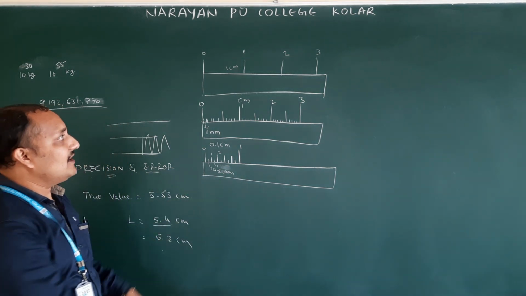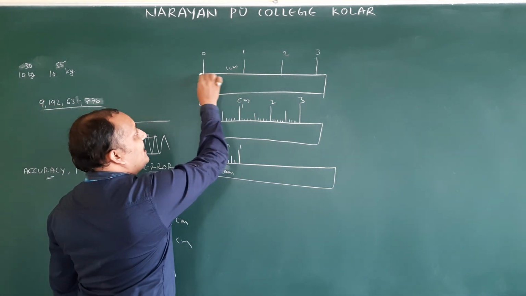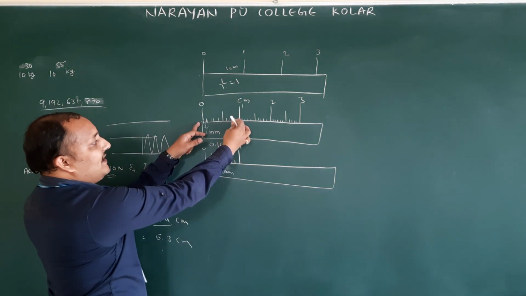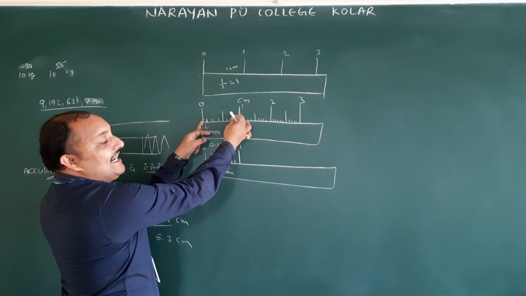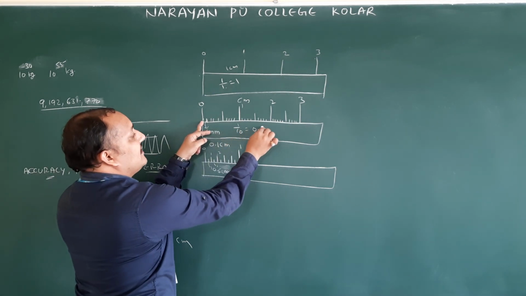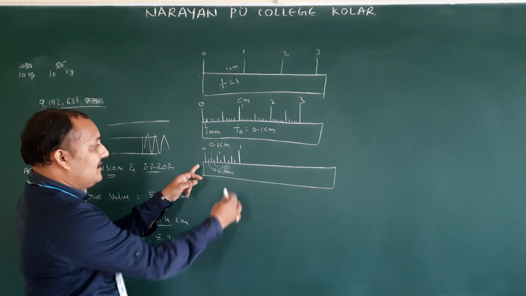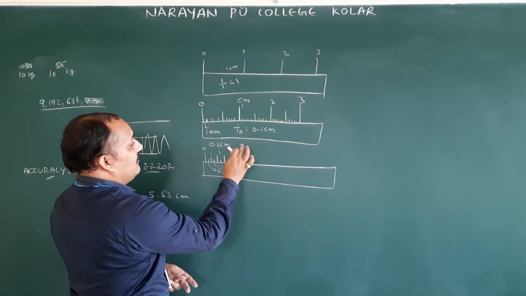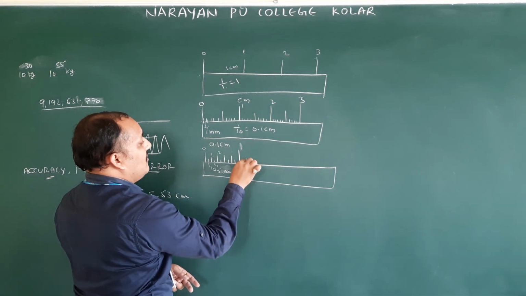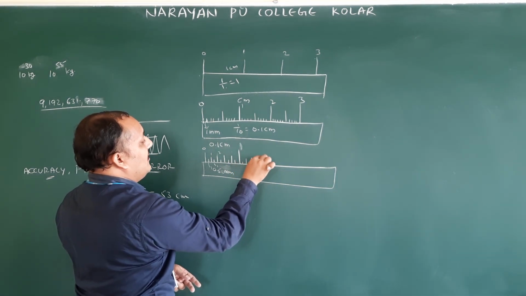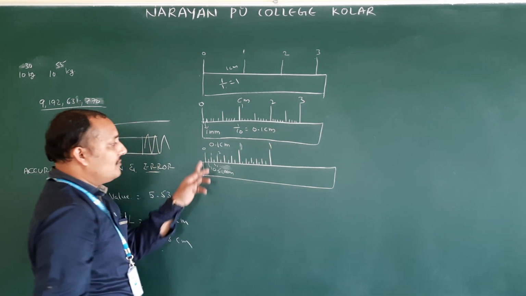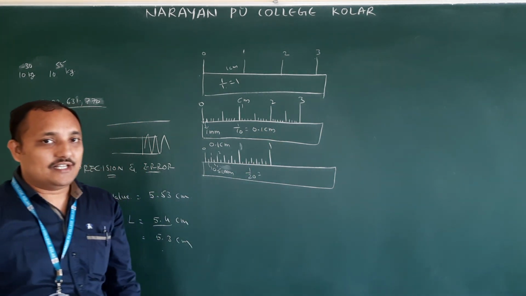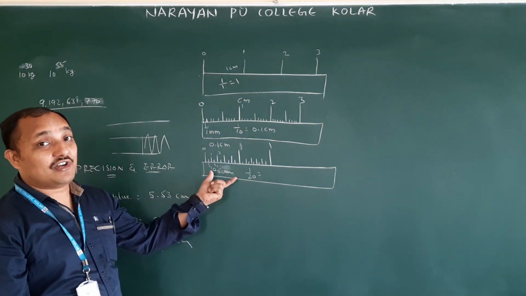How do we get the minimum? Very simple. This one is 1 by 1: how many divisions are there between 0 and 1? One, so 1 by 1. Here, between 0 and 1 there are 10 divisions, therefore 1 by 10, which is 0.1 centimeter. Here, between 0 and 1 there are 20 divisions, so 1 by 20. This is the resolution of the scale.